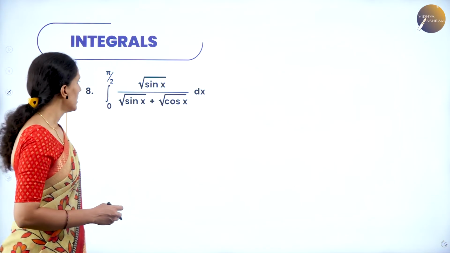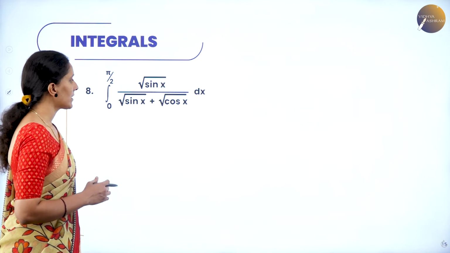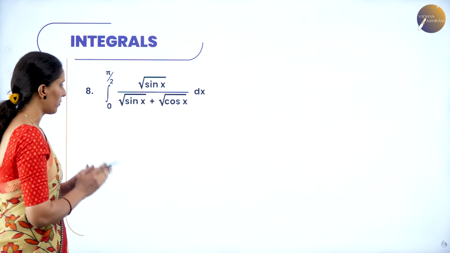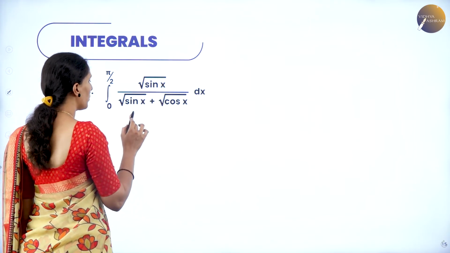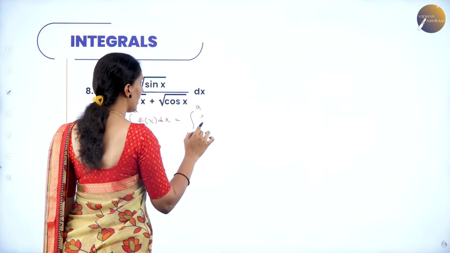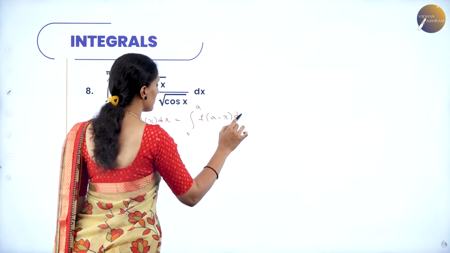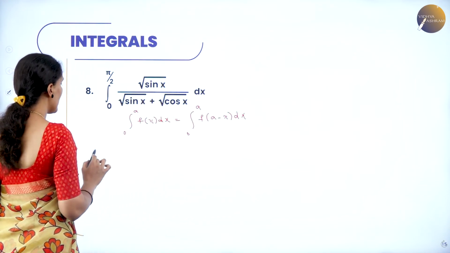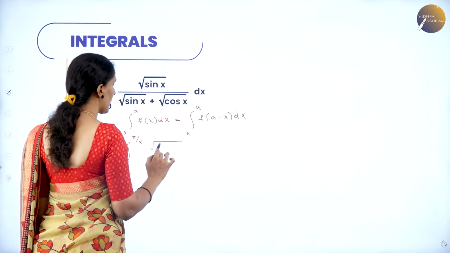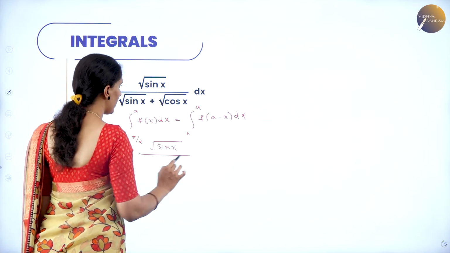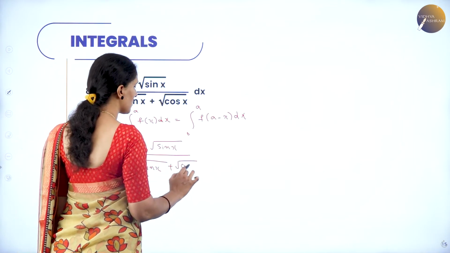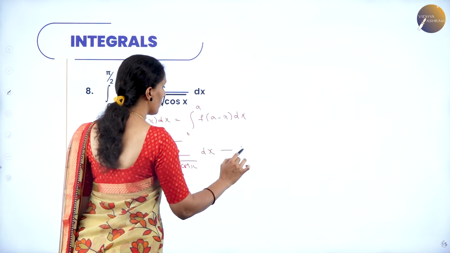Next, we have the integral from 0 to pi/2 of root sin x divided by root sin x plus root cos x. Again applying property number 4. That is, if you have the integral from 0 to a of f(x) dx, you can write this in the form of the integral from 0 to a of f(a - x) dx. So let me take this integral as I is equal to the integral from 0 to pi/2 of root sin x divided by root sin x plus root cos x dx. Let me take this as equation 1.